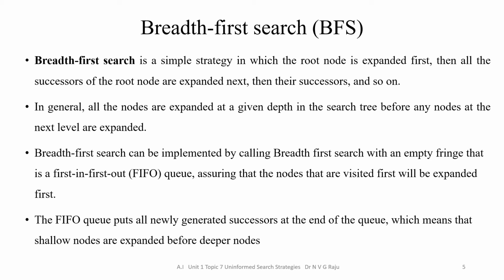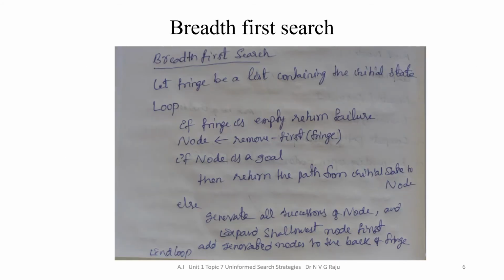Let us discuss using an algorithm. The breadth first search or BFS algorithm is exactly the same as our basic search algorithm, but the change is to generate all successors of a node and expand the shallowest node first. Finally, add generated nodes to the back of the fringe. This is the change. Let us discuss the BFS algorithm with an example.